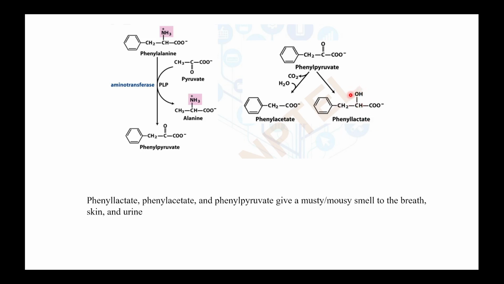This ketone can get reduced to a hydroxyl group. So instead of the keto group, now we have a hydroxyl group, and it becomes phenyl lactate. This is the lactate. All these compounds, phenyl lactate, phenyl acetate, and phenylpyruvate, are secreted in the urine, and they give the mousy smell to the urine, and also to the breath and skin.